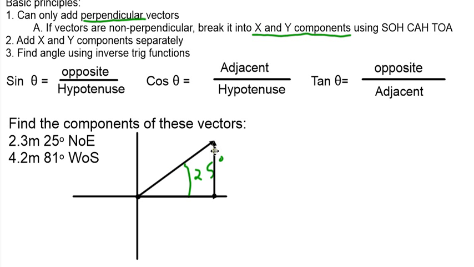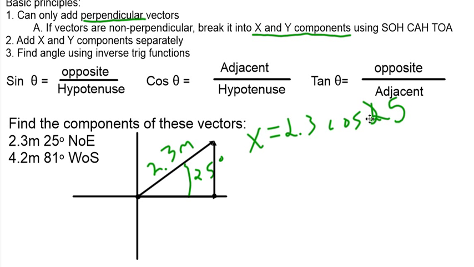We're looking for x and y components. We have to find them separately. And so we start by looking at this x. So if we have this x, relative to the angle, we are adjacent, and we know the hypotenuse is 2.3 meters. So we're looking for the adjacent, we have the hypotenuse, and we have the angle here. And so in this case, we want to use cosine. And so we would have the x component is equal to 2.3 cosine of 25.